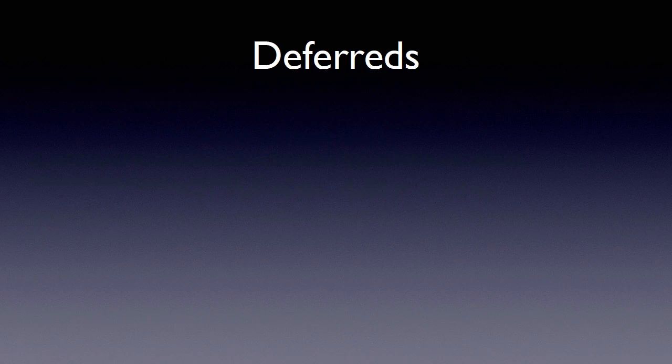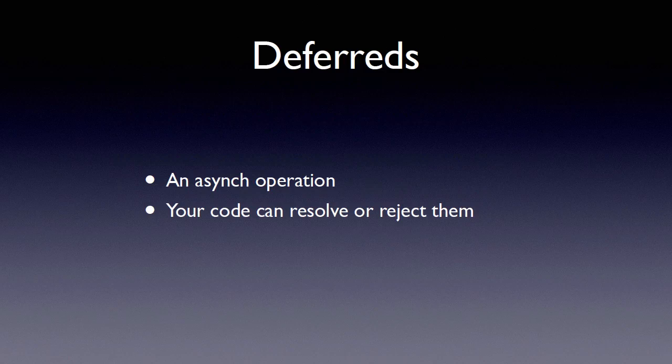So, deferreds. They essentially represent an asynchronous operation. Your code can decide if it should resolve or reject them. So basically, when I'm doing something asynchronous and I'm working with a deferred, I use whatever logic makes sense to me and say, you know what, now that I'm done, I'm going to resolve this. Or if something bad happened, I'm going to reject them.